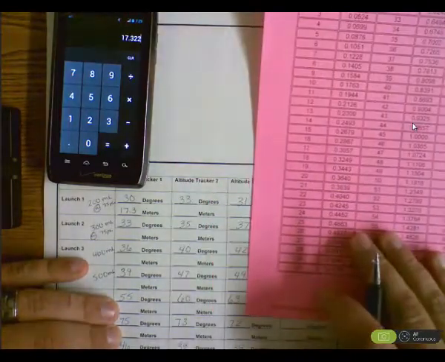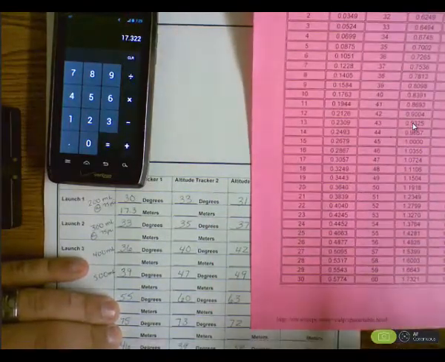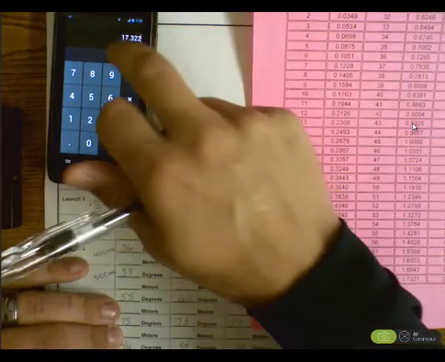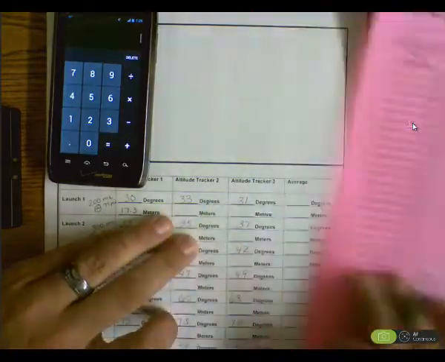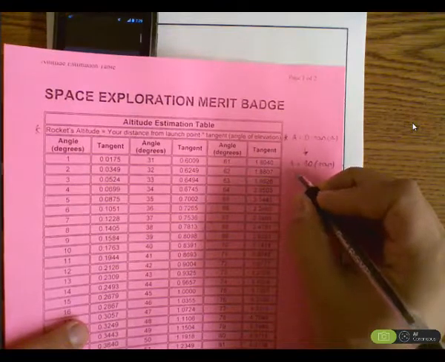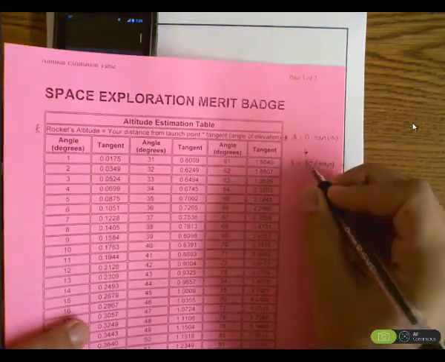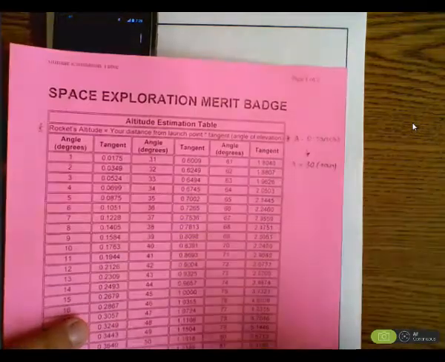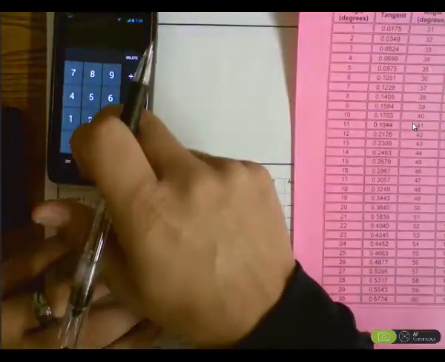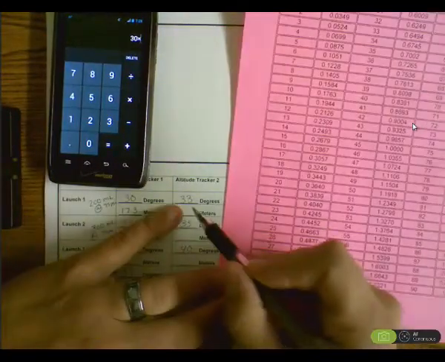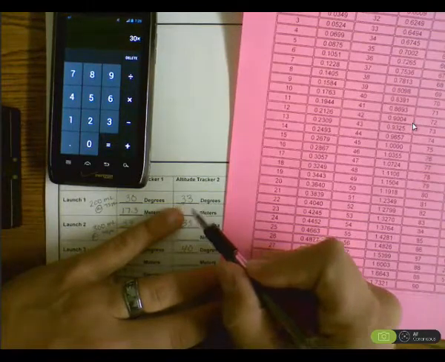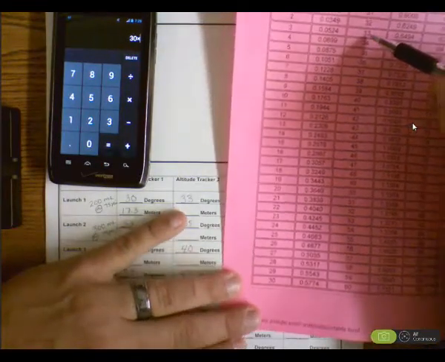Alright, then I come over to my next one, my second altitude tracker. They got 33 degrees. Clear out my calculator. Again, my equation is altitude equals 30 because I was 30 meters away. That will always stay the same. I will not ever change that. And then I have to substitute tangent. So I got 30 times, I go in my sheet, and I find 33 because I was 33 degrees away. 33 is right here.